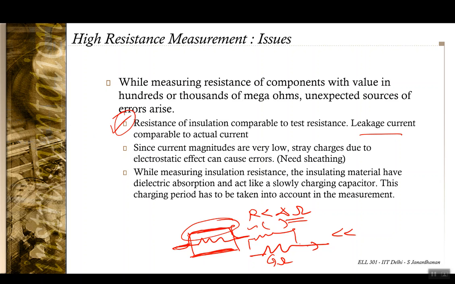vulnerable to stray charges, accumulation of stray charges also, because again on a similar reason, the amount of current that is flowing through. So if you have a giga ohm resistance and even if you connect say 1000 volts to this, okay, then you will have current that is flowing in microamp range. So any stray charge can induce a current of a comparable magnitude. So you would need proper sheathing and shielding to take care of this electrostatic effect and the disturbances or the errors that you get by stray charges also.